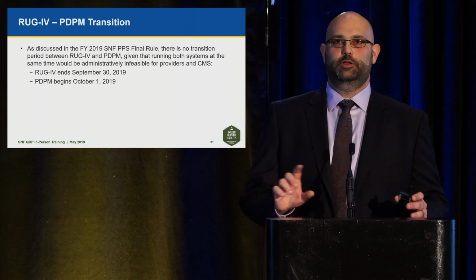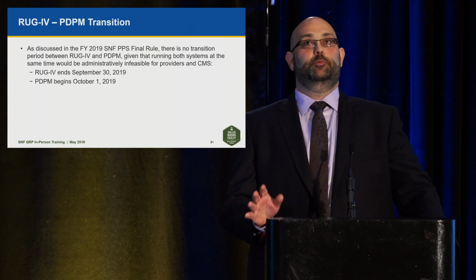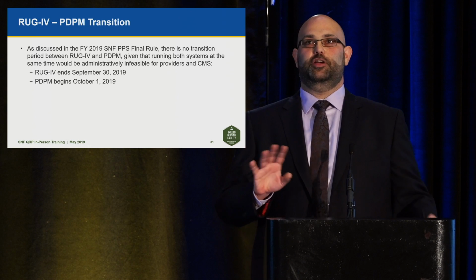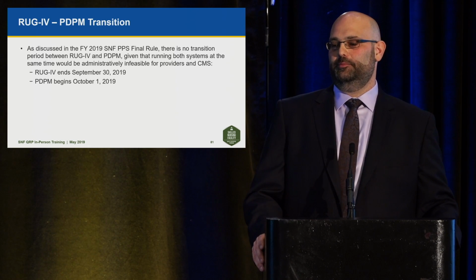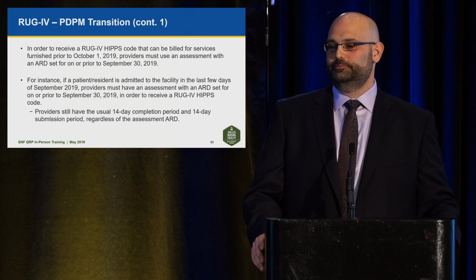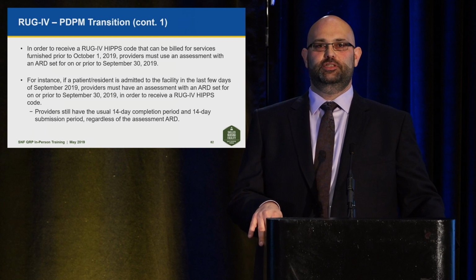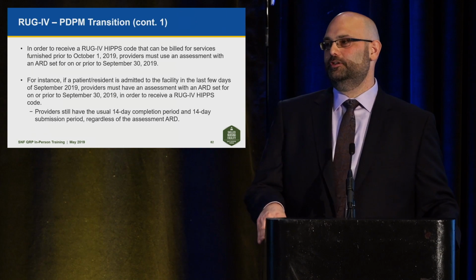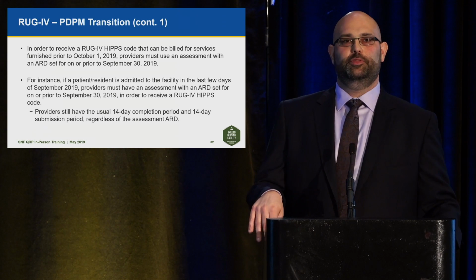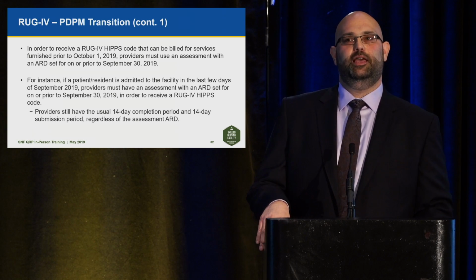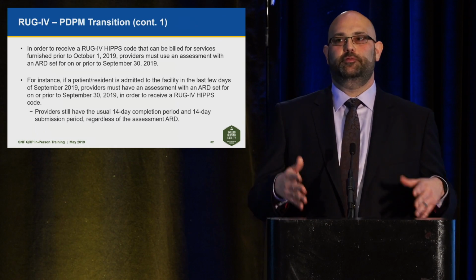We thought about trying to run both systems concurrently, and that just seemed like a nightmare both for us and for you to try and run the two systems at the same time. So RUG4 will end as of September 30th, PDPM will begin as of October 1st. In order to receive a RUG4 HIPS code that can be billed for the services that you furnish prior to October 1st, you need to have an assessment that has an ARD set for on or prior to September 30th. What I mean by that is that if you have an ARD that's October 1st or after, it will not generate a RUG4 HIPS code. You'll have nothing to bill.